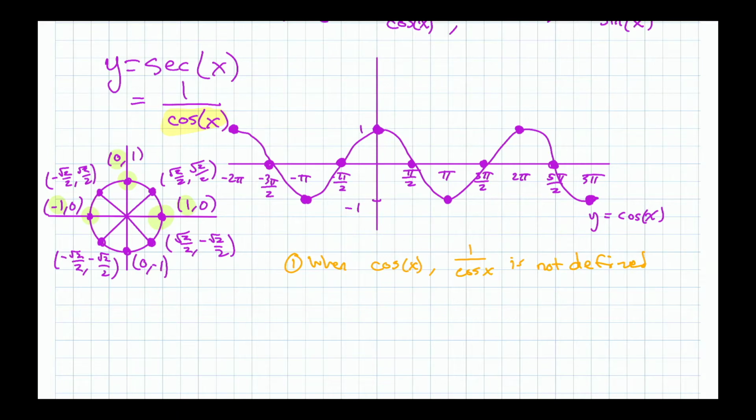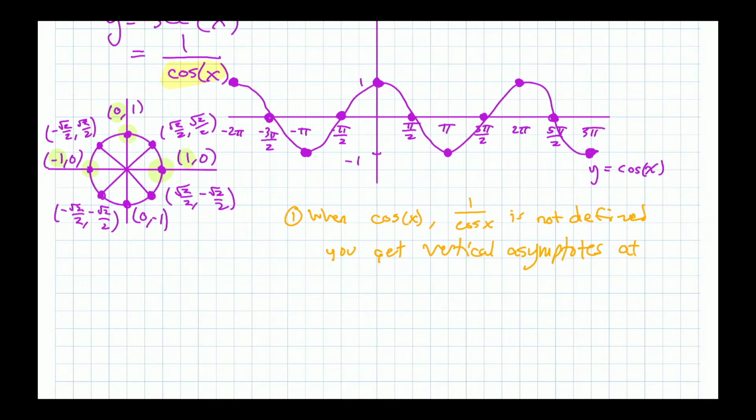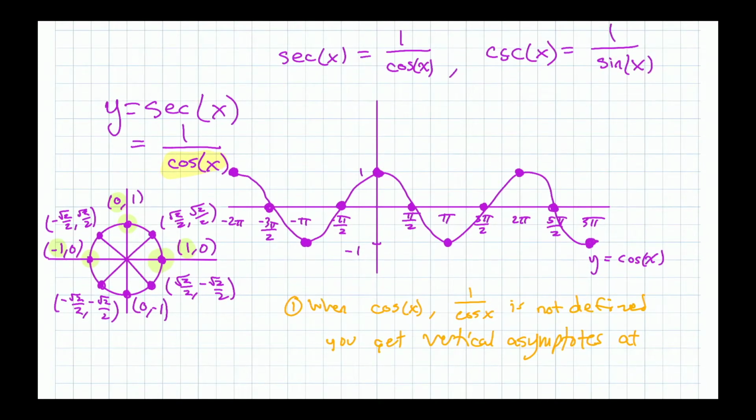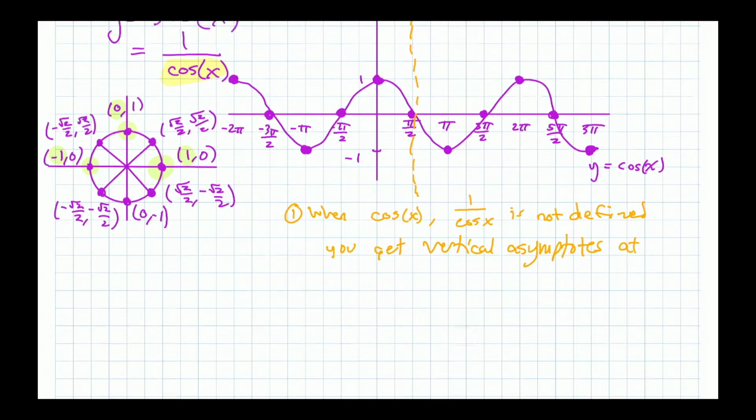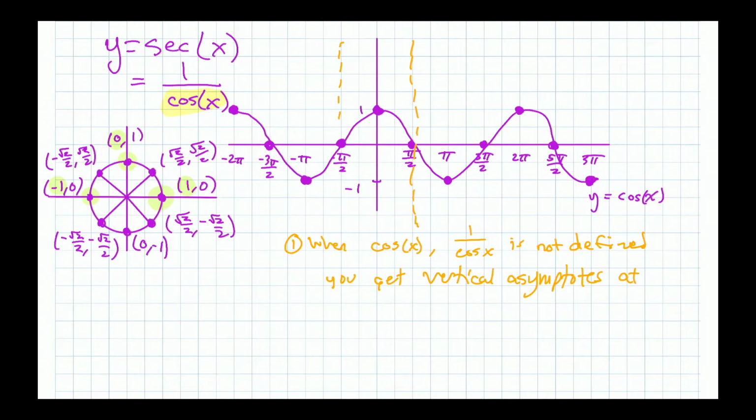Specifically, what happens is you end up with vertical asymptotes at every one of the points where the cosine comes up 0. So there's one right here, at pi over 2. And also one at -pi over 2 as well. So x equals plus or minus pi over 2.